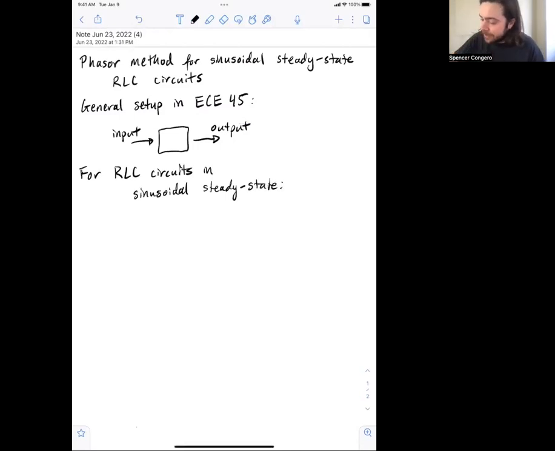Okay, so what happens then? Well, it's pretty much what I just said. This box here is going to be some RLC circuit. And our input, it's not just going to be anything, it's going to be a sinusoid. So how do we write a sinusoid? Well, that's what we're going to talk about right now. This is my input. So what have I written here? Well, I've written a pretty general sinusoid.